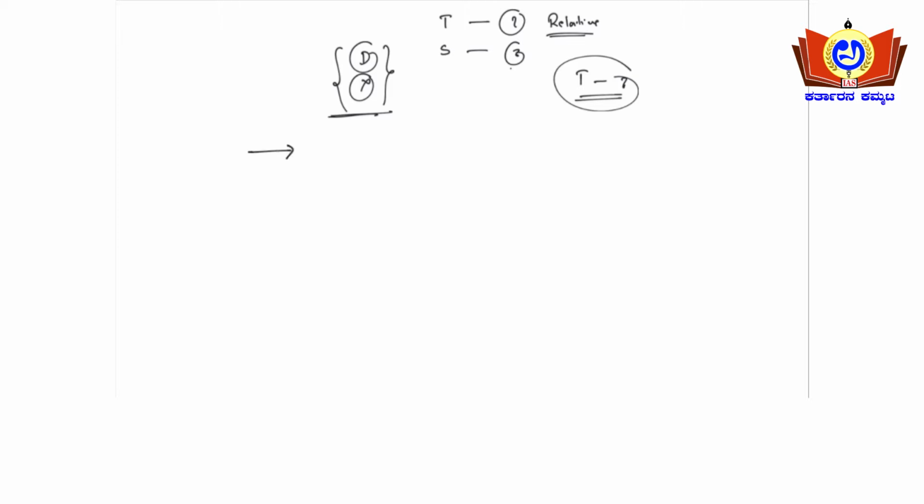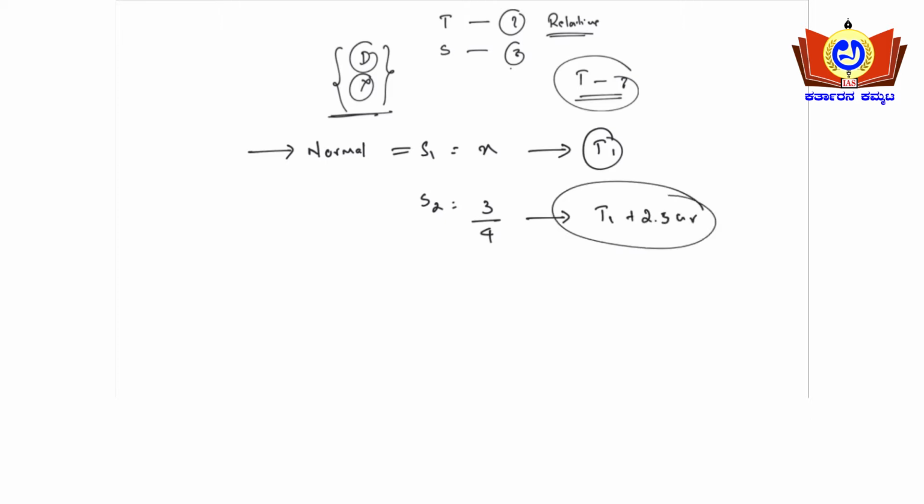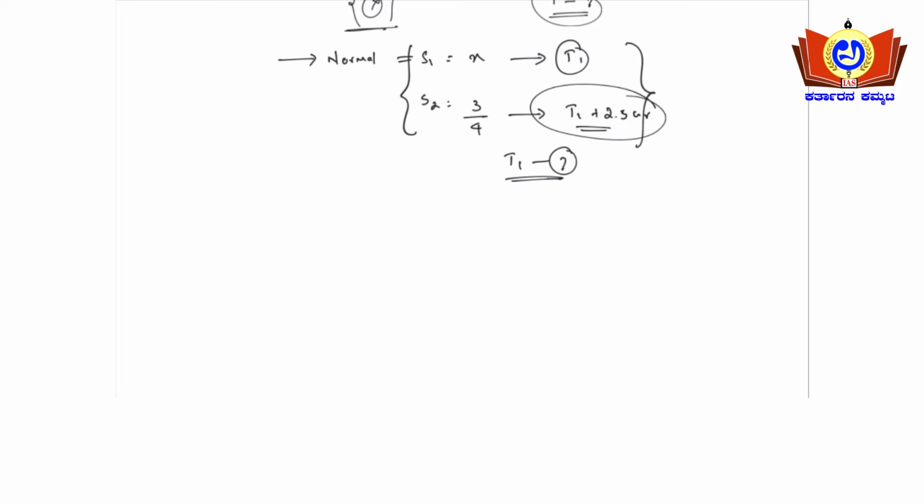See, considering normal speed will be s1, that will be equal to x, and the decreased speed will be s2, that is equal to 3 by 4 of x, and with this speed some t1 time he'll be taking, and this time he'll be taking t1 plus 2.5 hours. Yes or no? This is the equation, and we need to find what t1 is here. Two variables we don't know here, right? We can solve this through the equation method. I'll tell you how to solve this by the equation method.